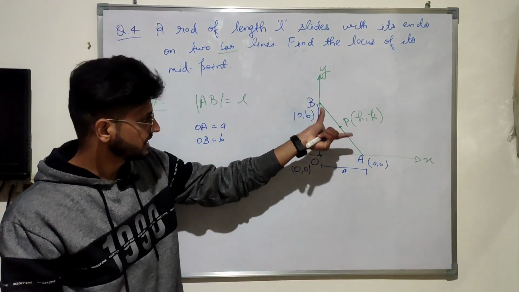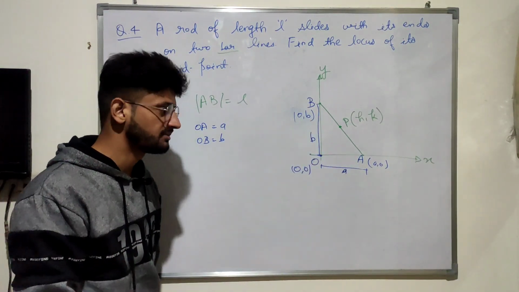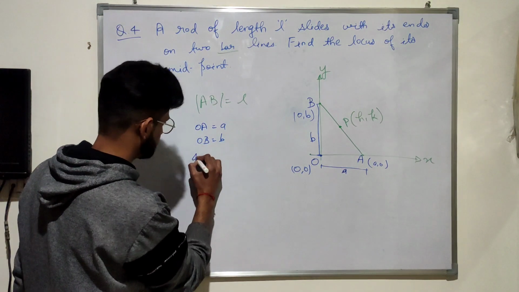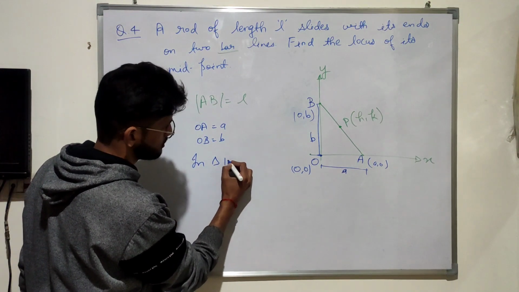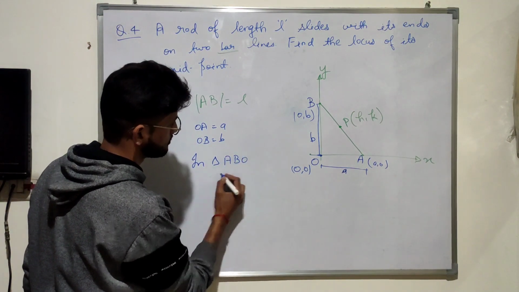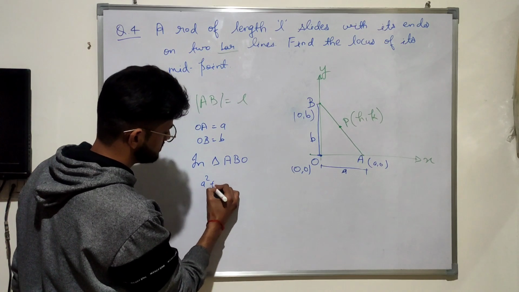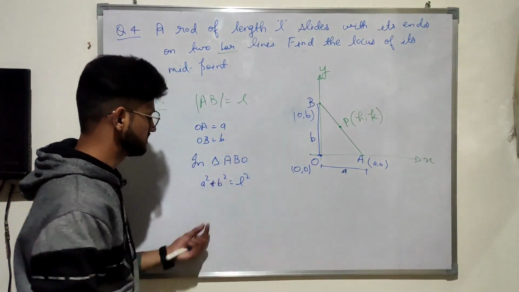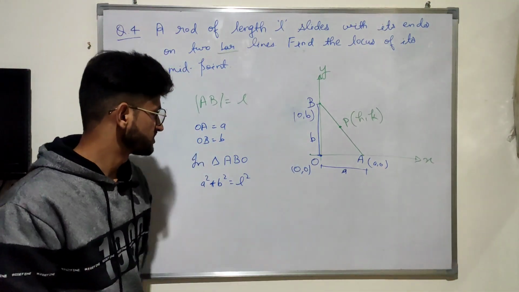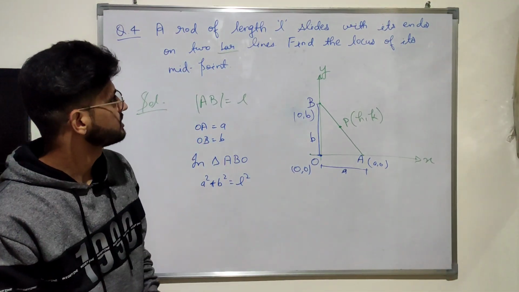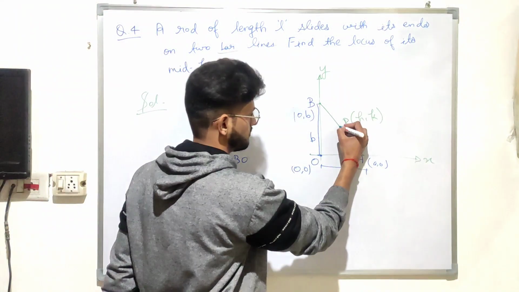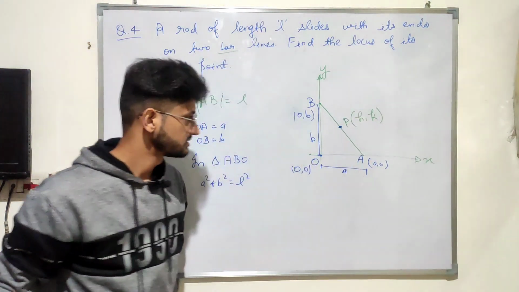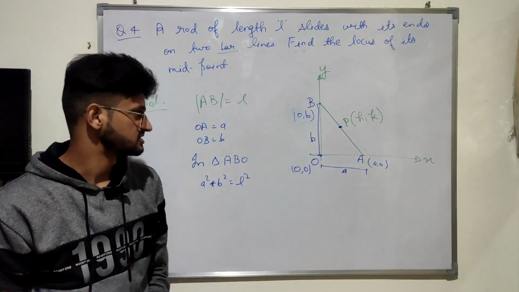So as of now, we know that AB is of length L, so we can apply Pythagoras theorem here. So in triangle ABO, A square plus B square is going to be L square. So now we have got this relation between A, B and L. Further, we have been asked to write the locus of its midpoint. For this, we have to think how to write the equation here.